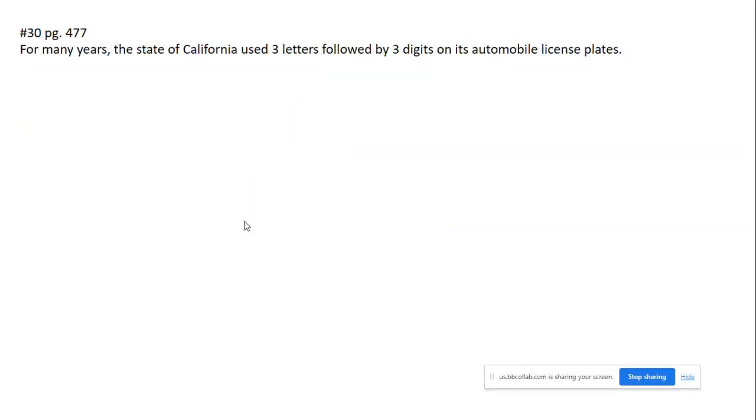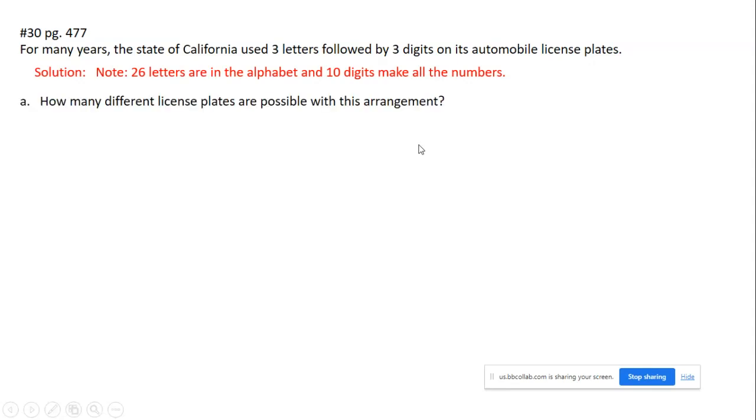Okay, let's look at this example. For many years, the state of California used three letters followed by three digits on its automobile license plates, right? So until we ran out of possibilities, but you'll check this out. So let's look at here. There's 26 letters in the alphabet. There's 10 digits to do numbers. So how many different license plates are possible with this arrangement? This was before. Now we ran out of these spaces, believe it or not. That's why California no longer uses this type of option, because we ran out of options because there's so many people in the world now driving cars.